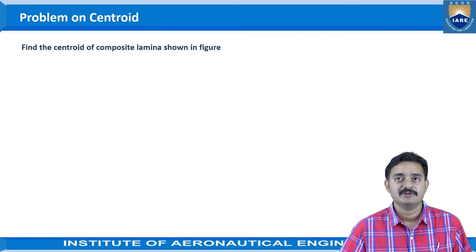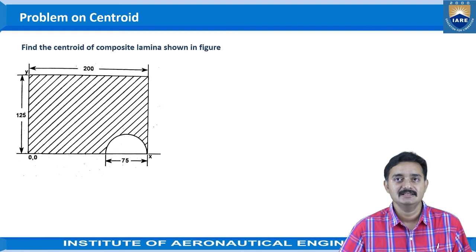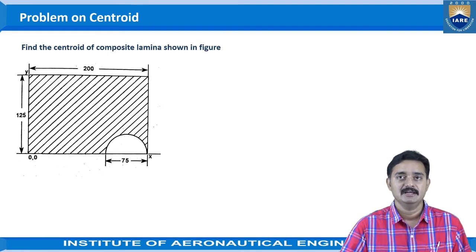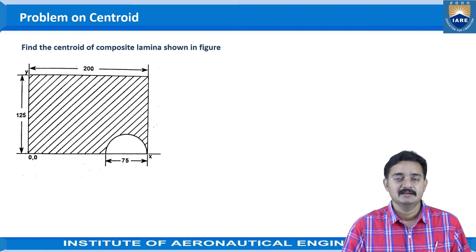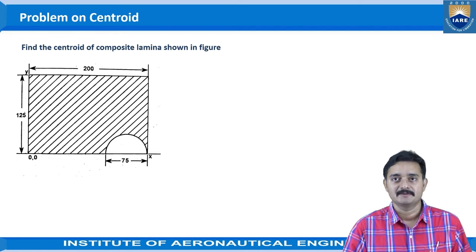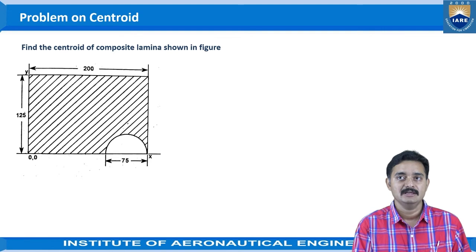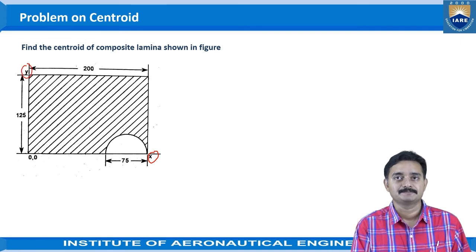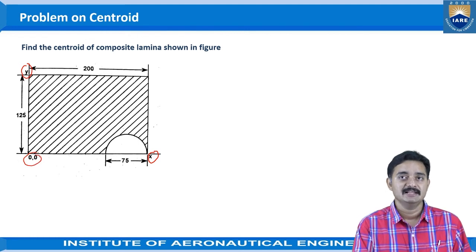Find the centroid of the composite lamina shown in the figure. This is the figure given, and we need to identify the centroid for this complex lamina. Here the axes are given in the problem itself. So this is the x-axis which is at the base of the object, and this is the y-axis which is at the edge of the object, and this is the origin to be considered.